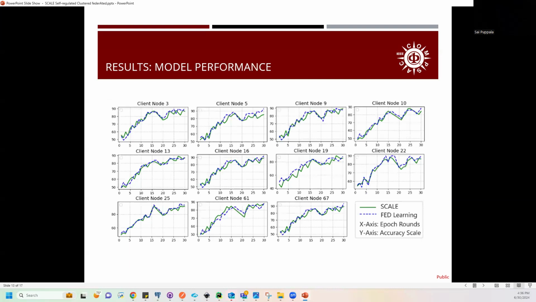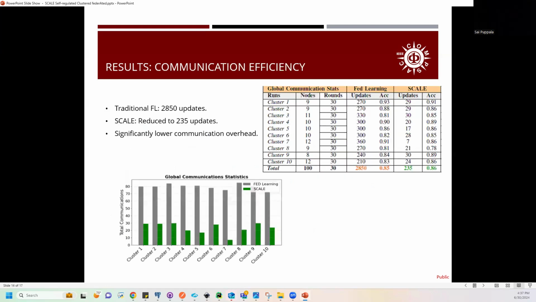This graph represents random clients within the 100 clients which are considered for this experiment. As you can see, the dotted line represents traditional federated learning, and the green straight line represents scale. You can see the graph is pretty similar in terms of gaining accuracy over the period of 30 epoch rounds. You can find more details in the paper.